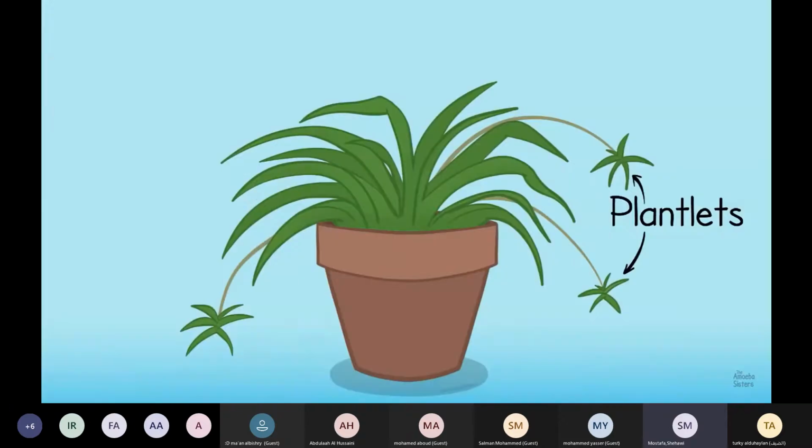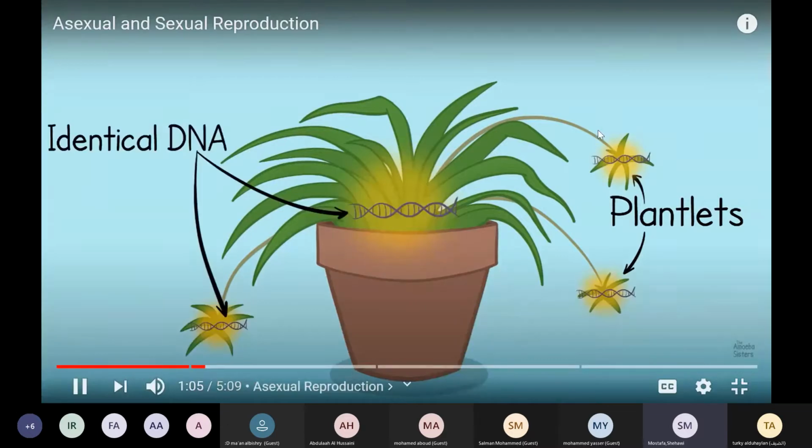Spider plants reproduce by making new identical baby spider plantlets. The baby plants are genetically identical to the parent. So spider plants have the ability to reproduce asexually. A spider plant will make new plantlets, small plants that are identical to the parent, with exactly the same DNA, exactly the same genetic material as the parent. So the spider plant has a property of asexual reproduction.